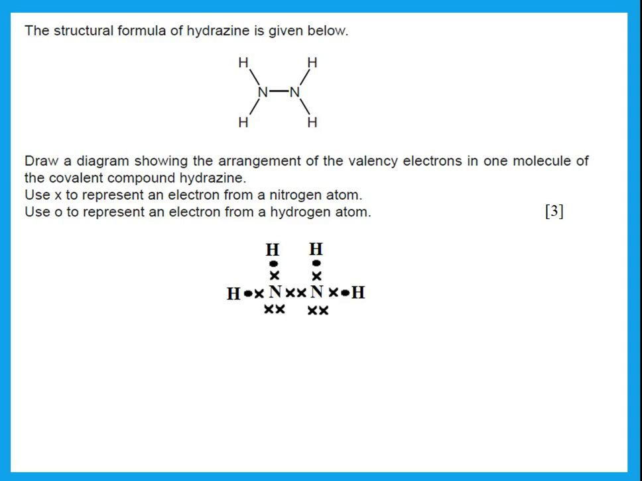So the electrons for the N are X's. We know that each nitrogen has 5, so it needs 3 more. So it's going to take 2 from the hydrogens and 1 from the neighboring nitrogen. It still has the rest of its 5. Do not forget to put the rest of the 5 on the nitrogens.